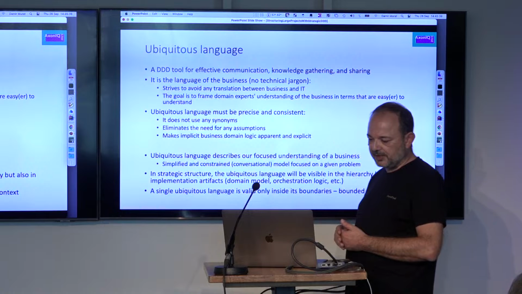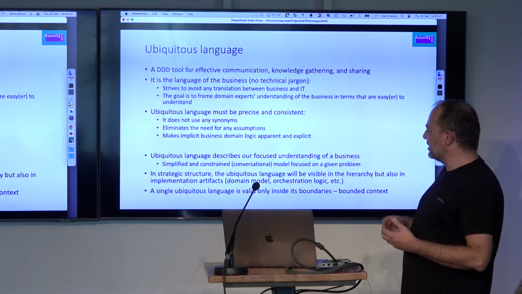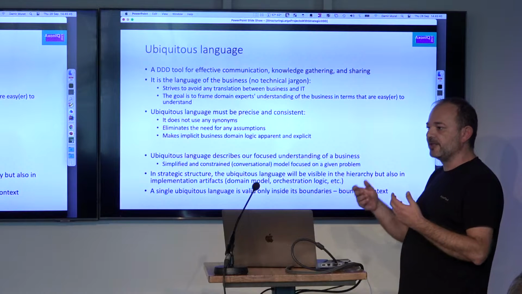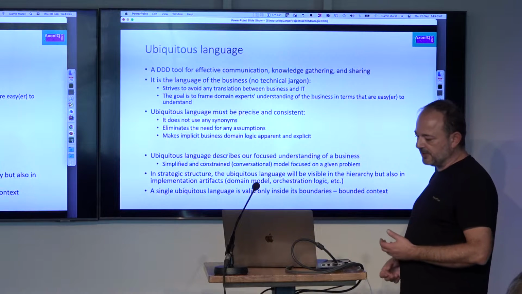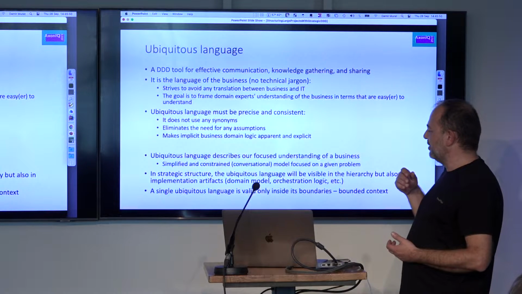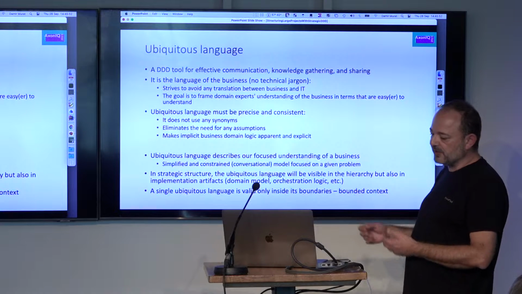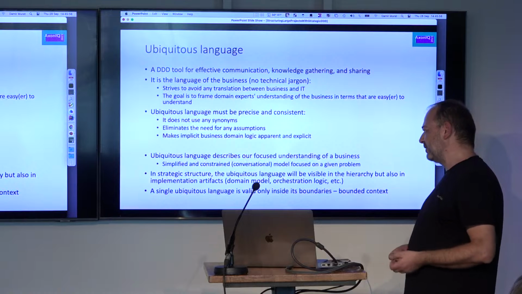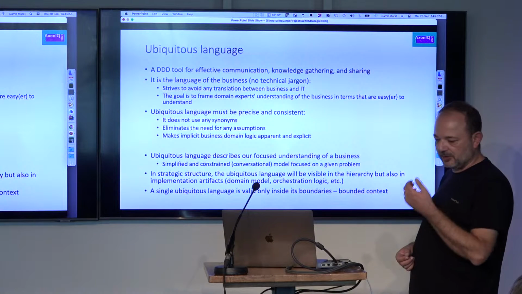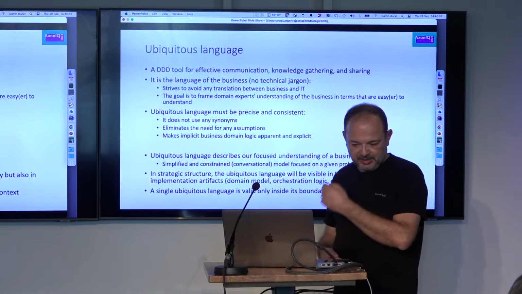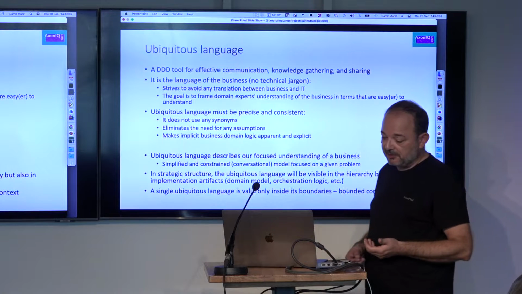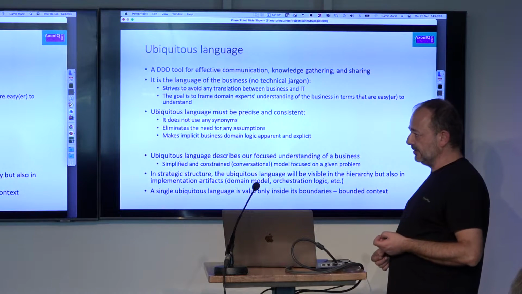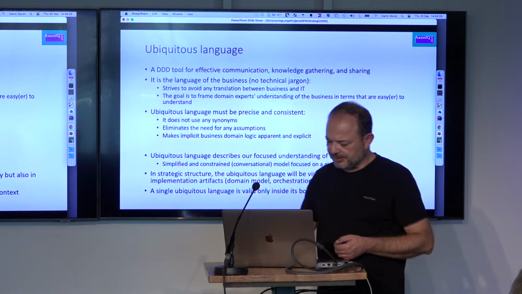So in strategic structure, ubiquitous language will be visible in many places. It will be visible in the hierarchy through the names of bounded contexts and subdomains. It will be visible in the names of modules. It will also be visible in implementation artifacts like domain model, orchestration logic, APIs, and similar. A single ubiquitous language is valid only inside of its boundaries, and those are in DDD defined by bounded context.